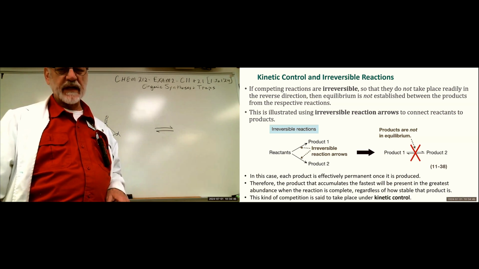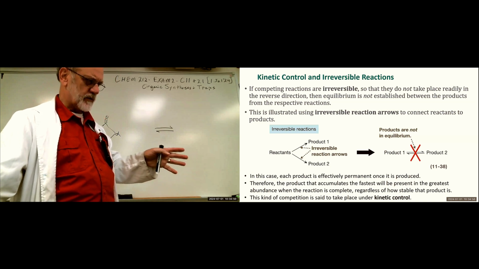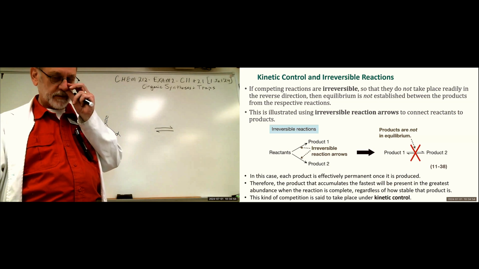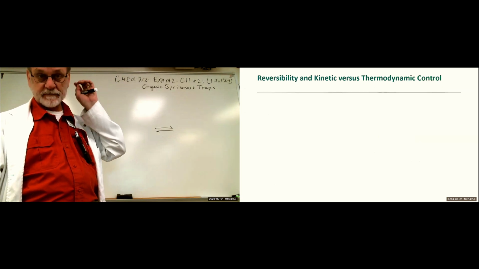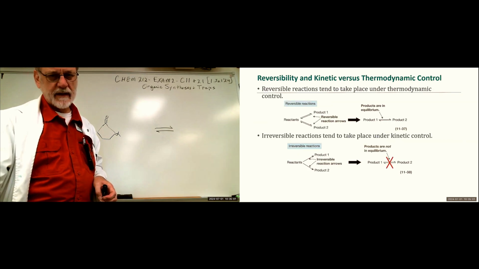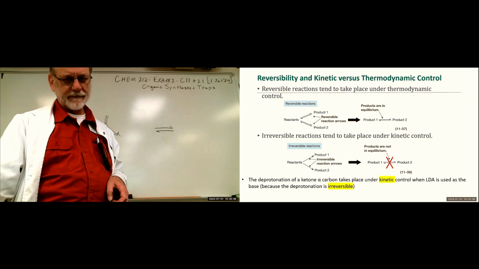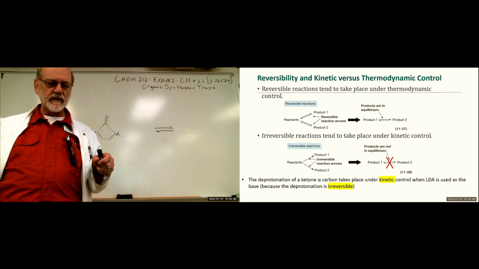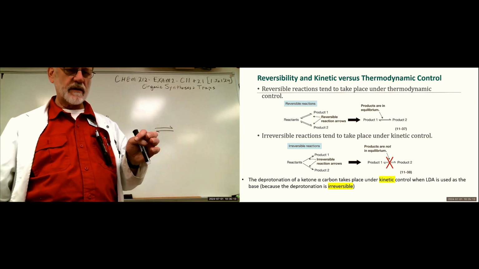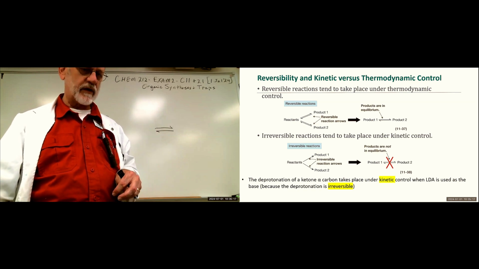So this is said to be under kinetic control. Reversible reactions are thermodynamic control. Kinetic reactions are irreversible. That just summarizes it. So what we're saying is that LDA is under kinetic control and tertiary butyl oxide anion is under thermodynamic control.